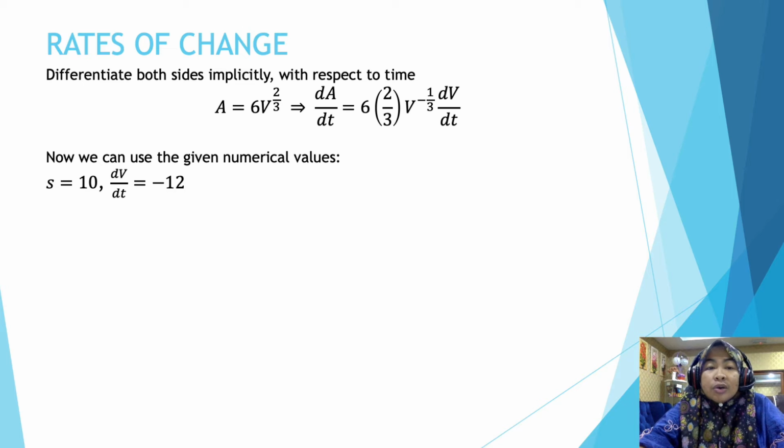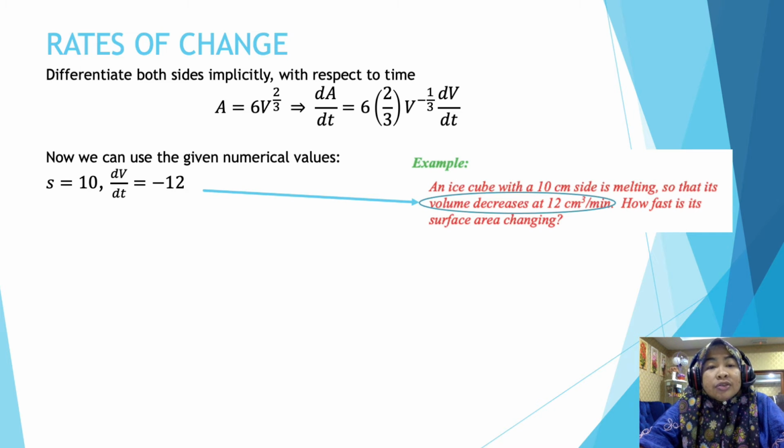Alright, so now we have to substitute V and any related information given by the question. So we have side S is 10 and dV/dt is negative 12. Why negative here? Because from the question, the volume decreases. Decreases means dV/dt is negative.